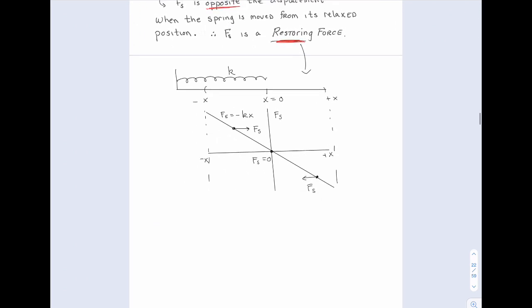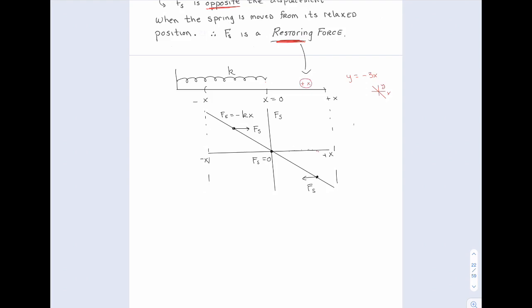Here's my spring at its relaxed position, and underneath my picture I drew a graph of the spring force. Remember the spring force is minus kx. Imagine algebra class, when you graphed y equals minus 3x. It'd be a line with a negative slope. So your spring force is a line with a negative slope. If I put in positive values of x, that's over here.